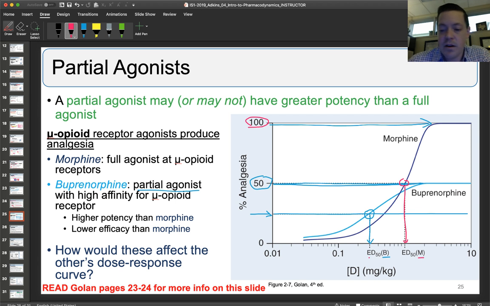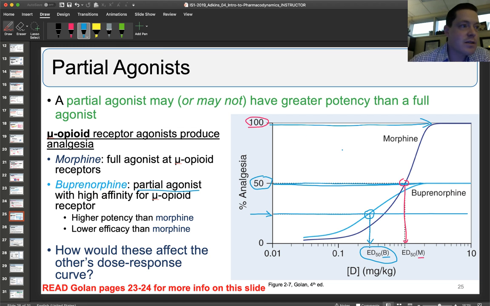The effective dose 50 for buprenorphine is less than that of the effective dose 50 for morphine. Therefore, buprenorphine has a higher potency, because its ED50 value is smaller. So we can see in this situation that buprenorphine can have a higher potency even though its efficacy is nearly half of that of morphine.